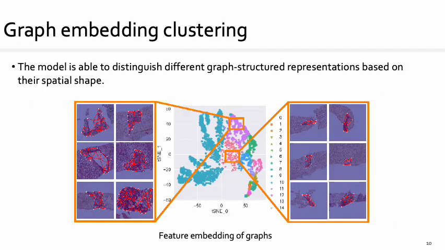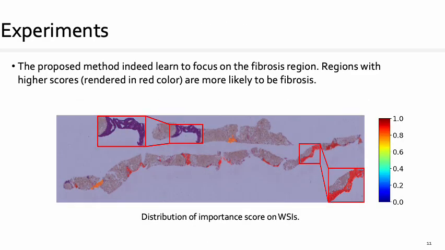Here is a figure showing the feature embedding of the subgraphs. Each dot refers to a subgraph. The cluster label is generated by a k-means clustering algorithm. We can see that the model is able to distinguish different graph structure representations based on the spatial shape.